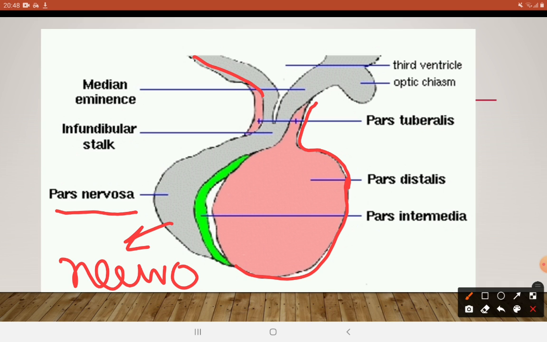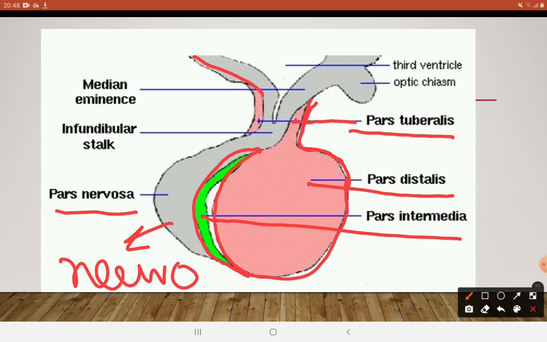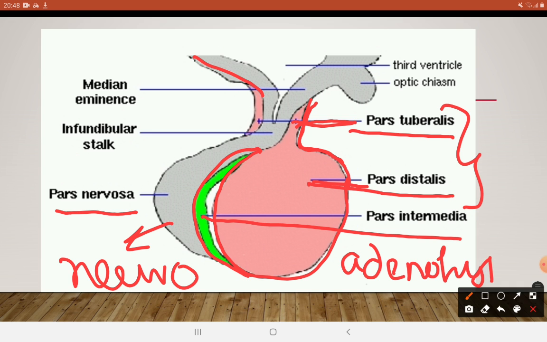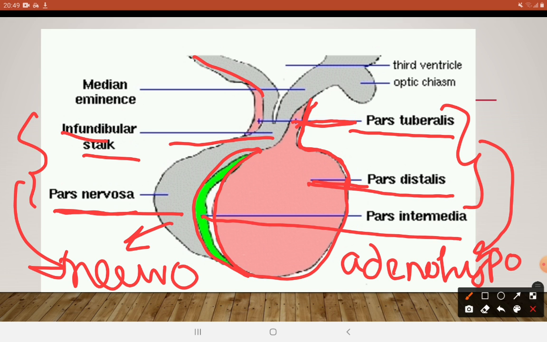Now if we need to talk about the parts, the tube-like structure of the adenohypophysis is the pars tubularis, and this is the pars distalis. This middle part between the pars nervosa, or the neurohypophysis, and the adenohypophysis, this green area, is the pars intermedia, a different part. We'll talk about that later. So this is the pars tubularis, this is the pars distalis. These are both parts of the adenohypophysis, right? While the pars nervosa and the infundibular stalk, which is this tube-like structure, these two are parts of the neurohypophysis, or the posterior pituitary, right?